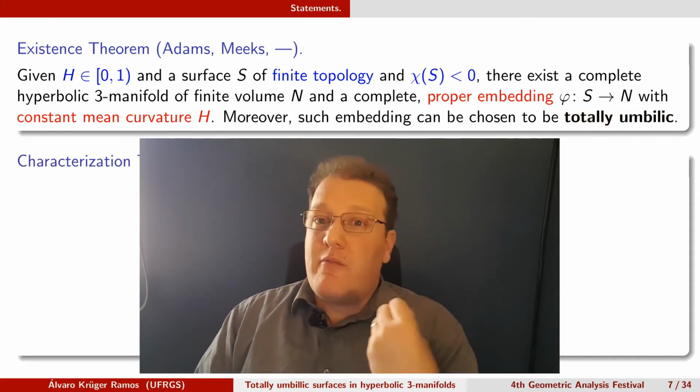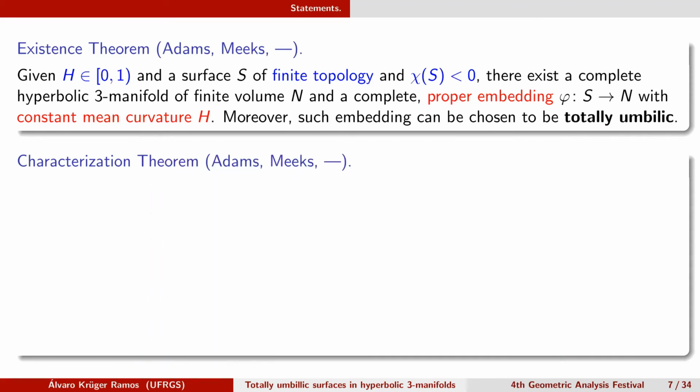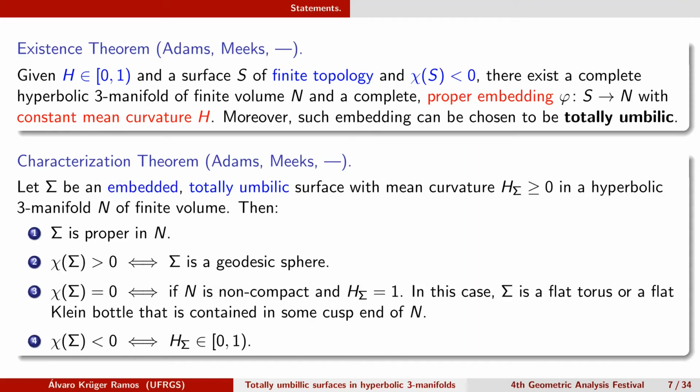We also have a characterization theorem, which I will not go into the details of its proof today, but it goes more or less like this. If you have an embedded, so I'm not assuming proper, and totally umbilic surface with mean curvature h non-negative in some hyperbolic three-manifold of finite volume, then the first thing is it is proper. We don't have to assume properness if you have embeddedness. That's something like a Calabi-Yau problem for totally umbilic surfaces in hyperbolic three-manifolds of finite volume. So it's proper, and moreover we can classify everything that can happen.